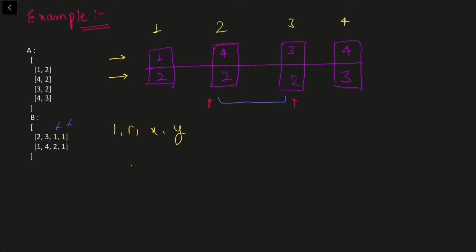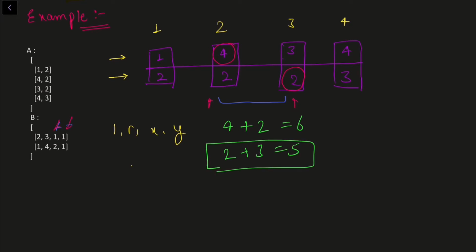If I buy the first element of index 2, then I definitely need to buy the second element of index 3. Why so? Because we need at least one of each type, right? So our answer will be either 4 plus 2 or 2 plus 3. 4 plus 2 is 6, 2 plus 3 is 5. So I'll obviously choose the one which has minimum cost. So I'll buy the second element of the second index and first element of the third index, right? So that's how we solve for the first query.